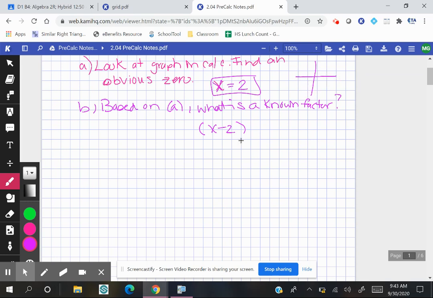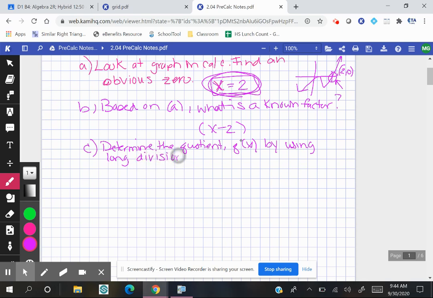So again, we just took a look at this graph, and we're finding this root right here from our calculator. We checked on our table, it met at 2, 0. So we know that a 0 is x equals 2. The factor then, based off of x equals 2 being our 0, would be x minus 2. And part C, determine the quotient q of x by using long division. Then find all zeros.